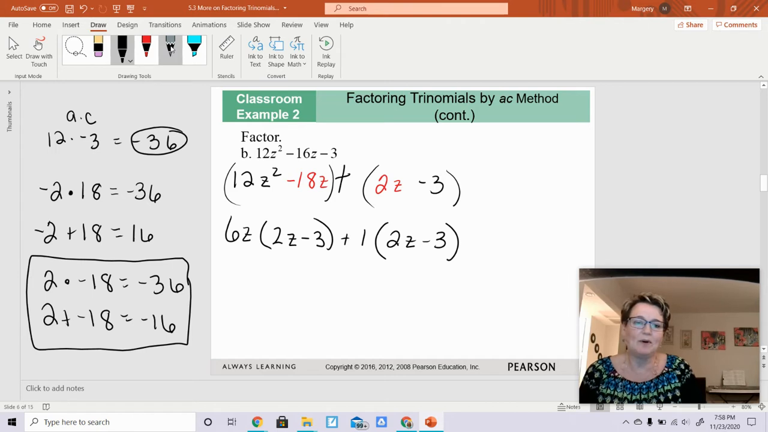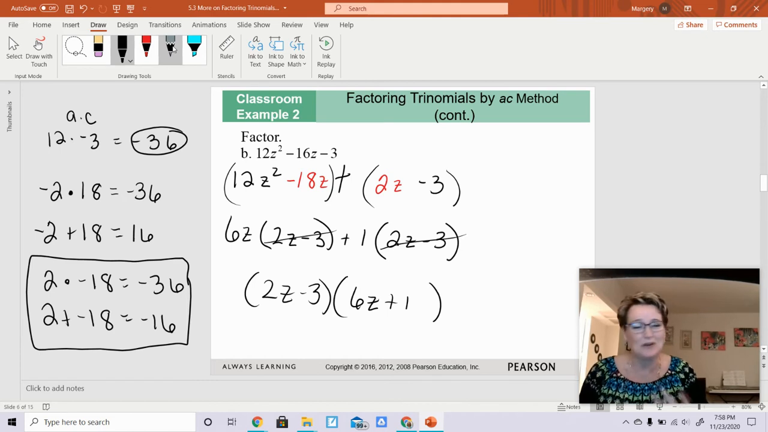Now, if you notice, both of these have a 2z minus 3. So we're going to factor that out. If I take out a 2z minus 3, that's gone, and I'm left with 6z. If I take out a 2z minus 3, I'm left with a positive 1. And you just factored it. And if you want to check your answers, just distribute.